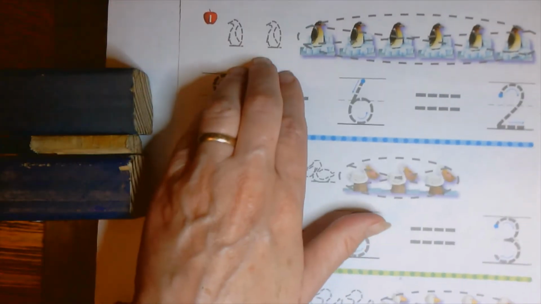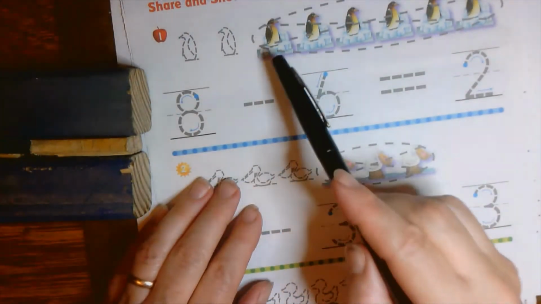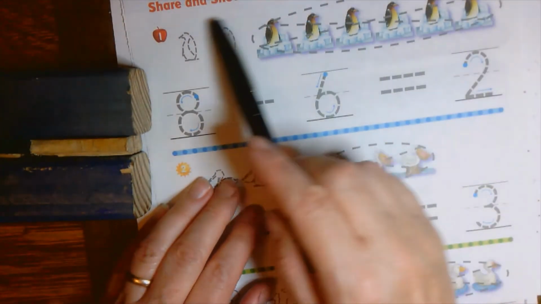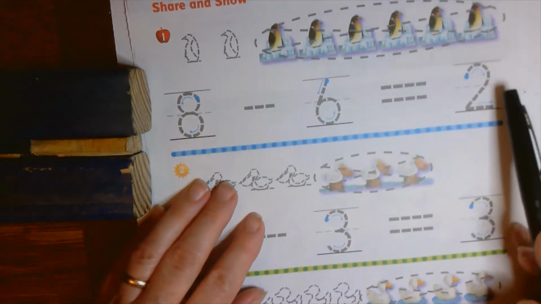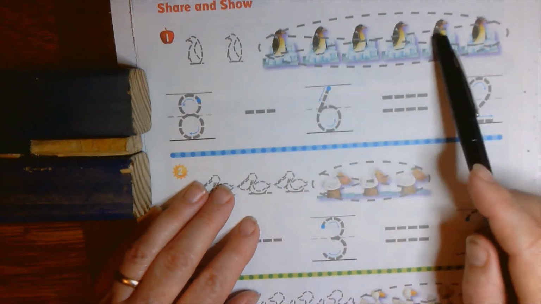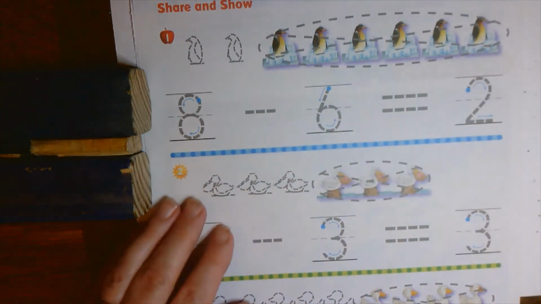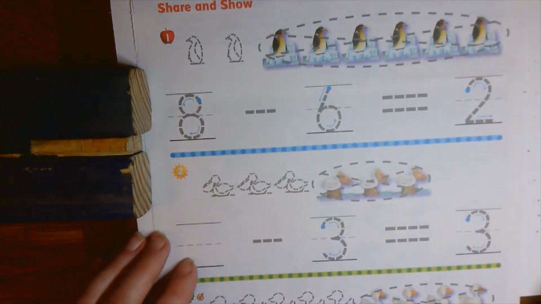All right, now here you can see they kind of drew in the missing ones. 8. Sorry, camera's knocking around. There we go. 8 all together. 1, 2, 3, 4, 5, 6, 7, 8. Minus 6, 1, 2, 3, 4, 5, 6 is the same as 2. Pause the video if you need to trace things, including these little shadow penguins over here.